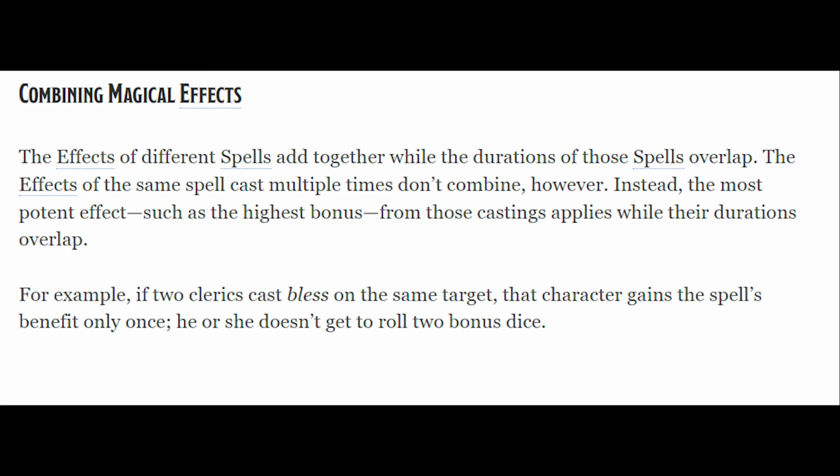So if two different bards give someone Bardic Inspiration, they only get the effects of the strongest one. So if one's a D6 and the other one's a D8, they would get the D8. If they're both the exact same, then it's the most recent one that they keep or use. But you can still combine different effects and different spells to really power somebody up.